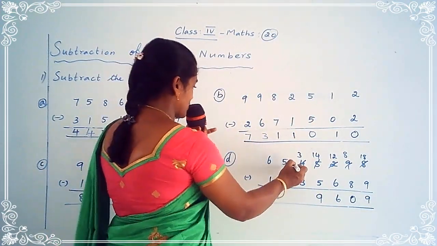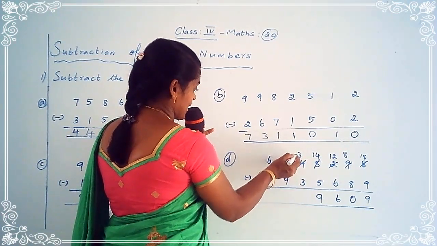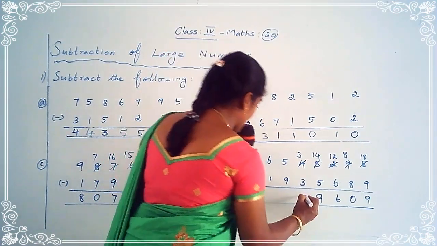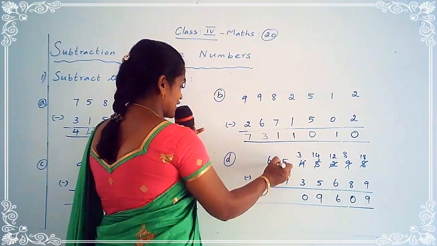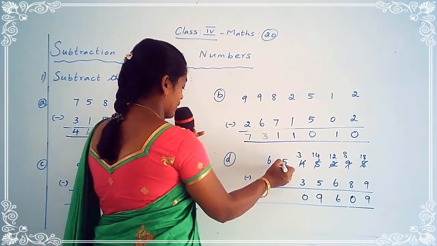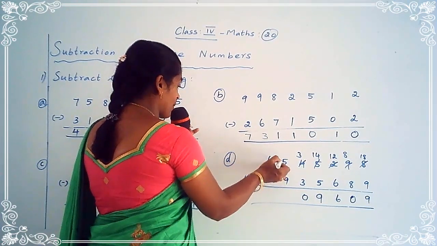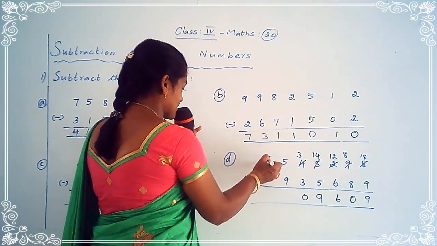Now you come to the next place. Ten thousands place. Now subtracting in ten thousands place. Here 3 and 3, so the numbers are same. So your answer is 0. The difference is 0. Now you come to the next place. Okay children, that is lakhs place. Here lakhs place have 5 and 9. So it cannot be subtracted from 5 to 9. So you go to the next place.